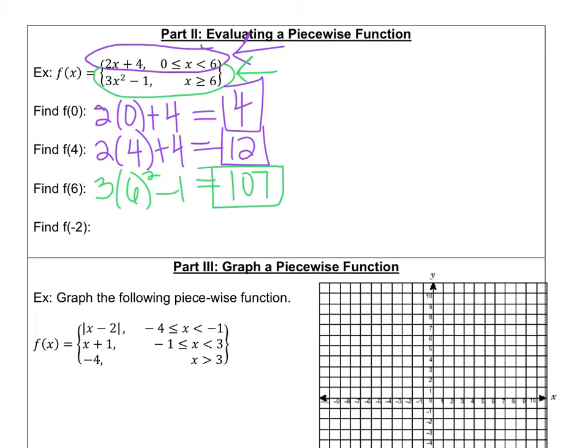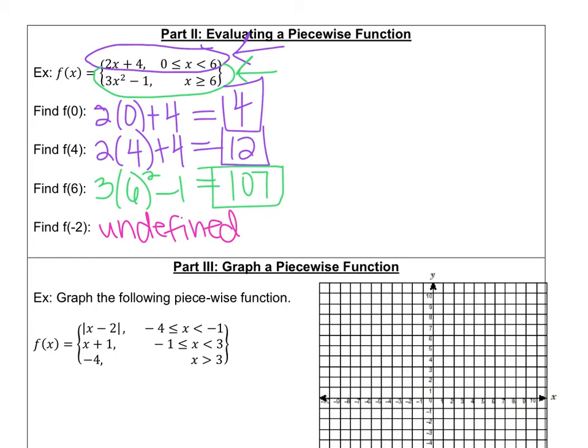And then the last one, find f of -2. Looking at both of these inequalities, -2 does not fit into either one of them because it's not between 0 and 6 and it's not greater than 6. So when this happens, we just say that it's undefined, because it doesn't fit within the intervals that were given for each equation.